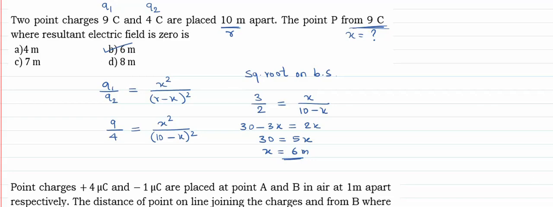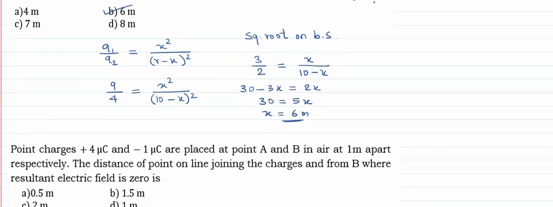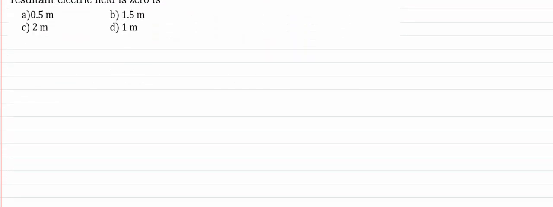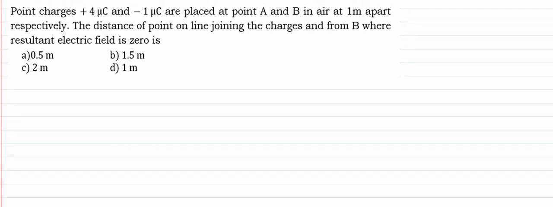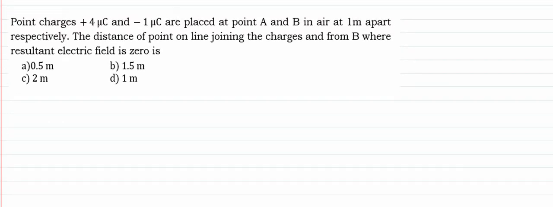Clear students? In just 2 steps you have the answer. Similarly, the second MCQ: point charges plus 4 and minus 1 are placed at A and B in air, 1 meter apart. Here one is positive and another is negative. The distance of the point on the line joining the charges is asked from B. So take the B charge as Q1, the other charge as Q2, and the distance is R.